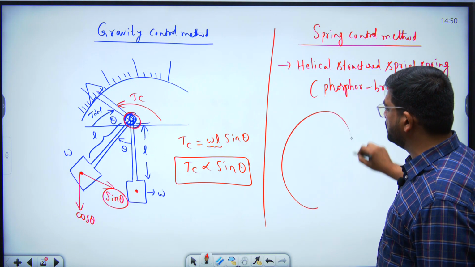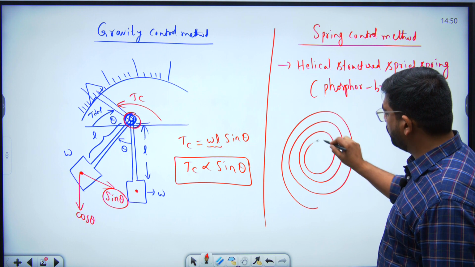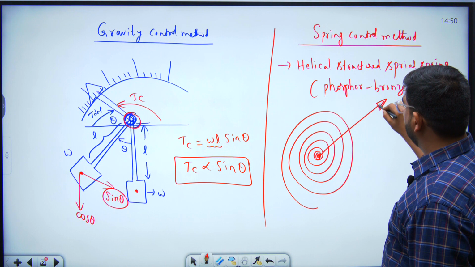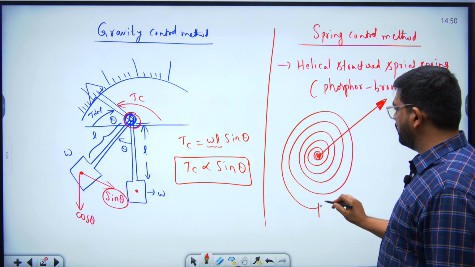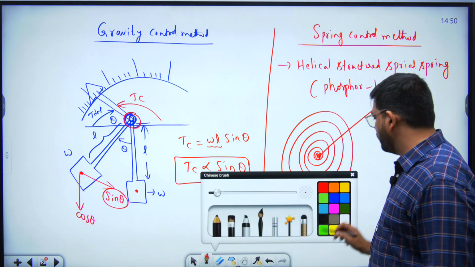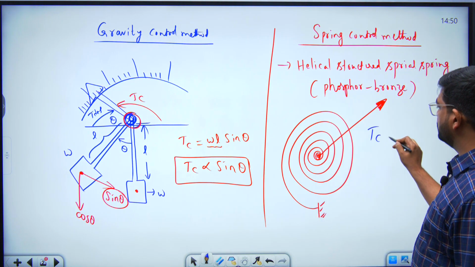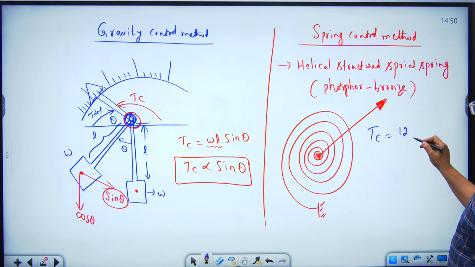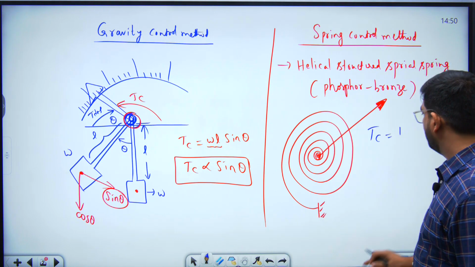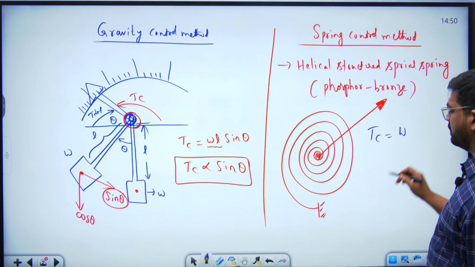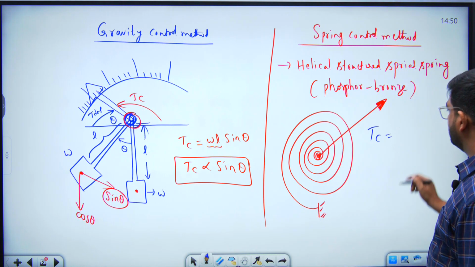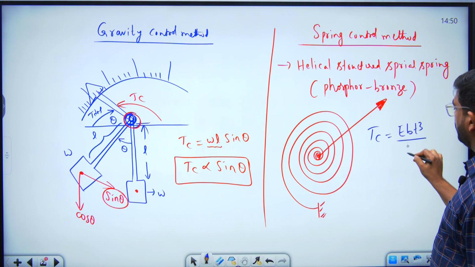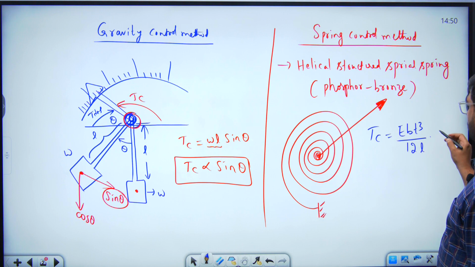Helical structured means like this. Got the point? So it is similar to our hairpin. And here we have an empirical formula. So how we are going to write controlling torque TC is equal to E B T cube by 12L into theta.